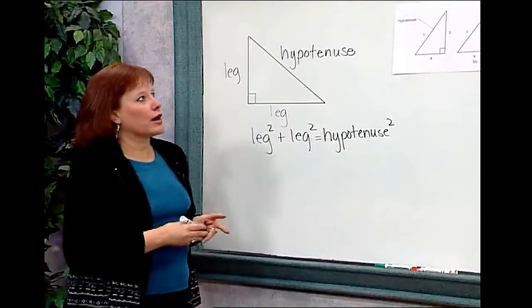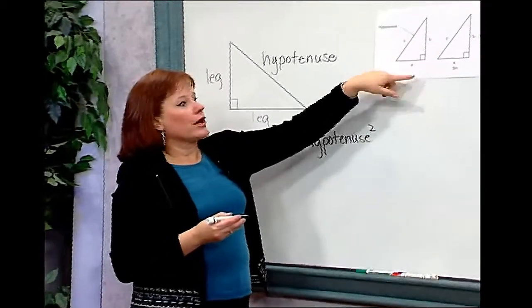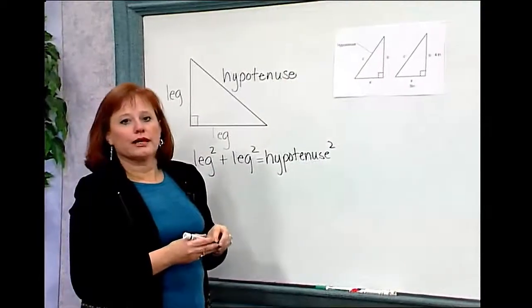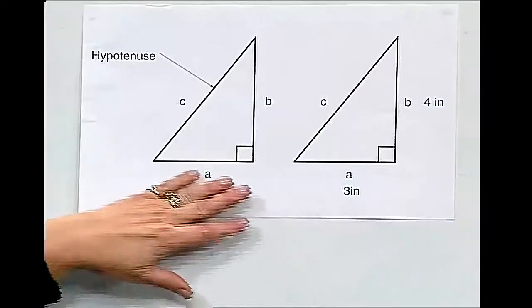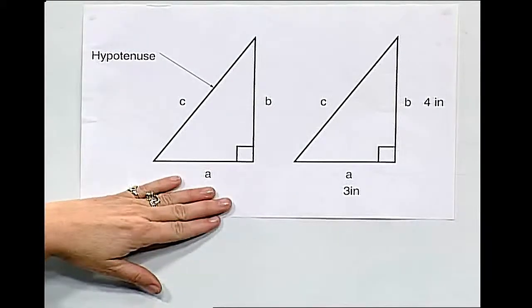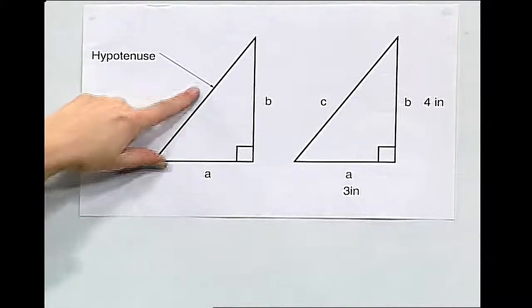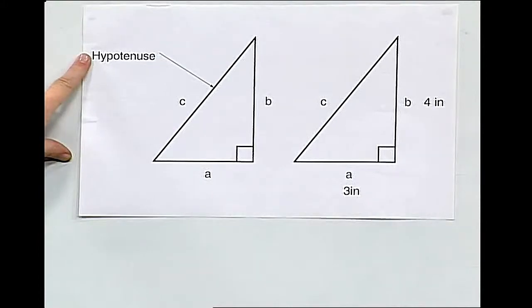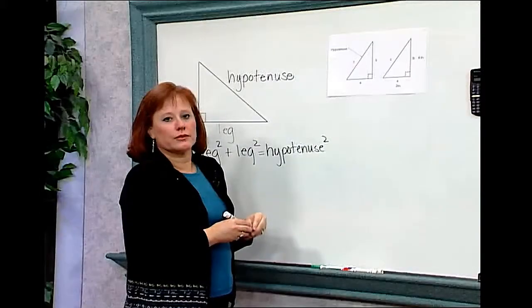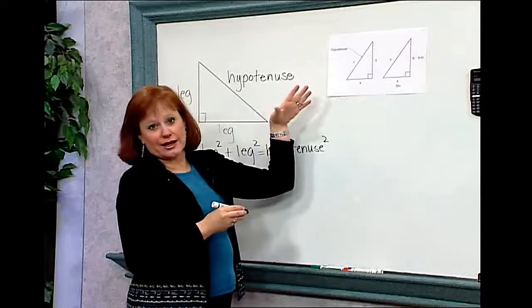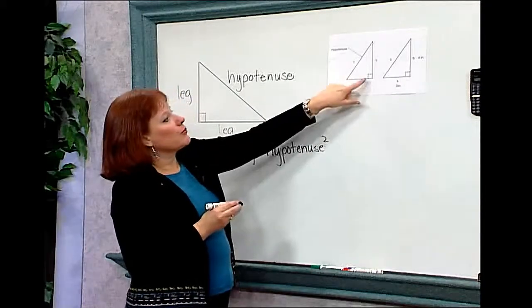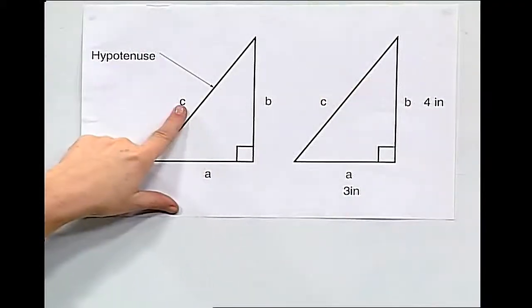Now we have some right triangles up here on the board, and we want to identify which ones are the legs and which one is the hypotenuse. First example, we see a right triangle, and the first thing we need to do in any right triangle is identify the parts. We have the side C labeled as the hypotenuse. We know it's the hypotenuse for 2 reasons. Number 1, it's the longest side in the triangle. And number 2, probably more importantly, it's across from the right angle.